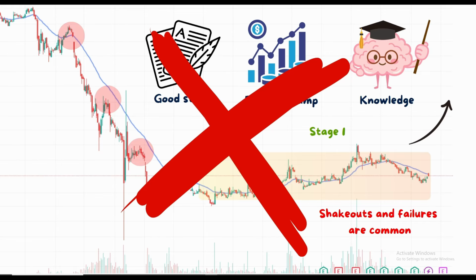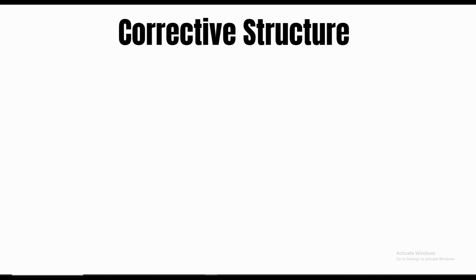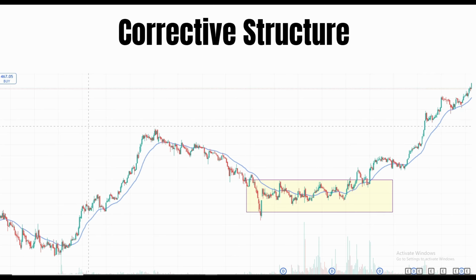So coming to the next, the corrective structure. The second is the corrective structure. This is the most important type of market structure because it is very common. The stock goes from stage 1 to stage 2, and after reaching a new high, the stock corrects and goes into stage 4.